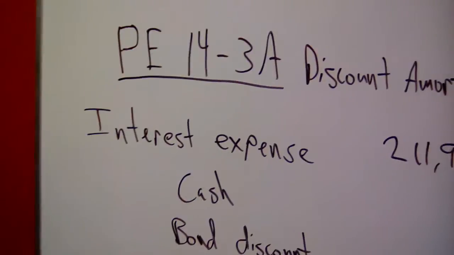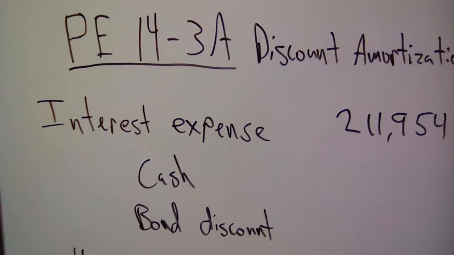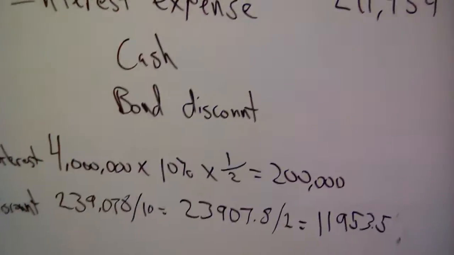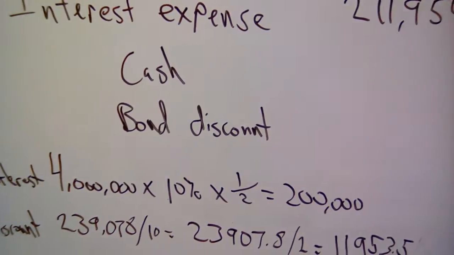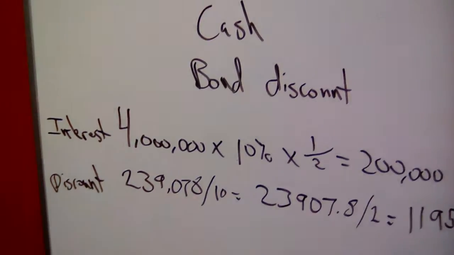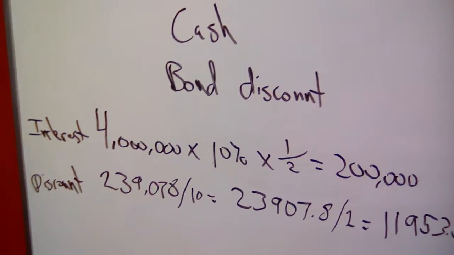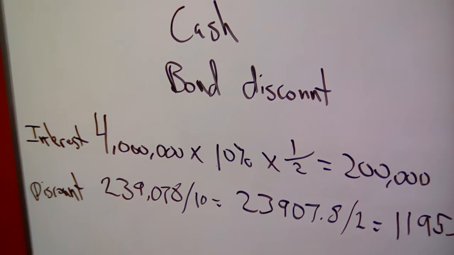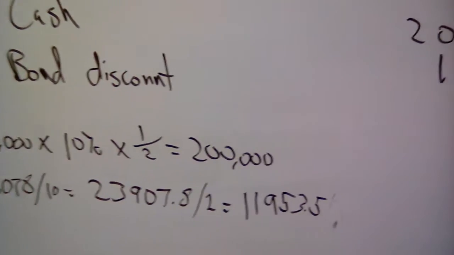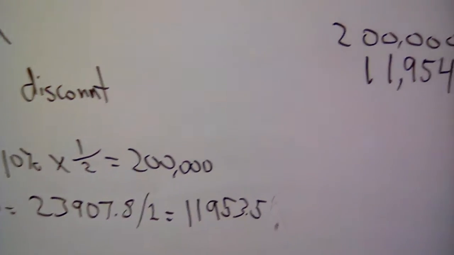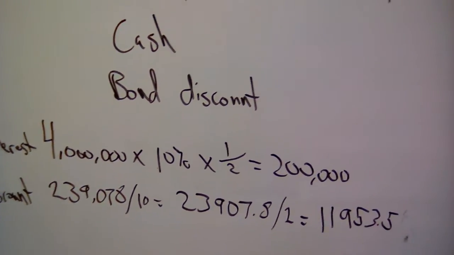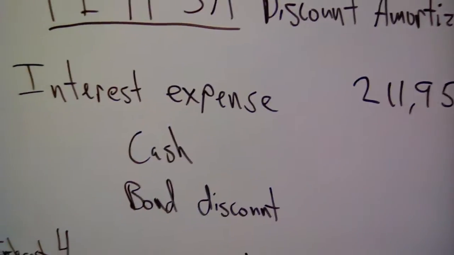So it comes around, it's June 31st. We issued this bond at the beginning of the year. So I did the calculation. Interest: $4 million times 10% times 1/2 equals a $200,000 interest payment. The discount is $239,078 divided by 10 years, divided by how many interest payments a year we do, equals 11,953.5. It depends on your teacher how you round. Just round up if you feel you must.